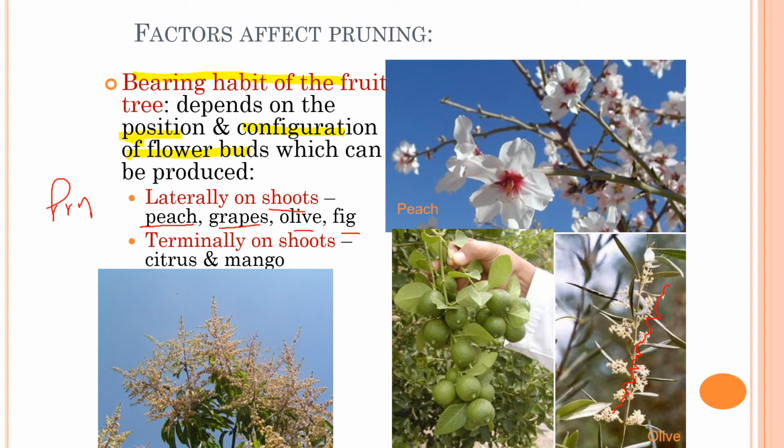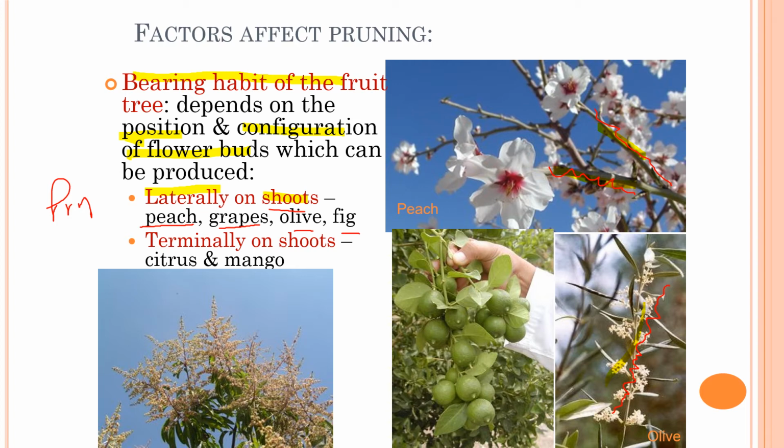Now the same thing goes for the peach. It is on the sides. You can see here it's all on the sides. So it's lateral. The case of the peach is laterally on shoots. So these shoots, that's where all the fruits are going to be. So it's very important to know where to cut when you are pruning.